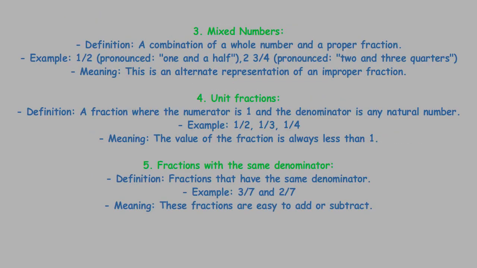Third, mixed numbers. Definition: a combination of a whole number and a proper fraction. Example: 1 1/2, pronounced one and a half, and 2 3/4. Meaning, this is an alternate representation of an improper fraction.